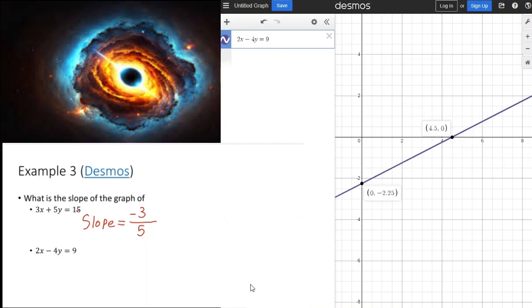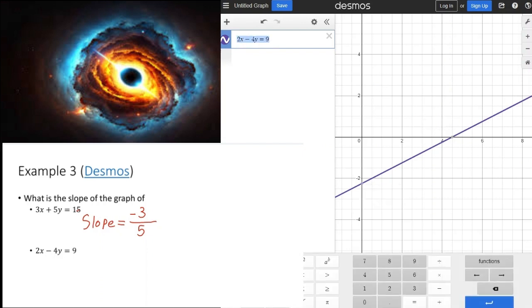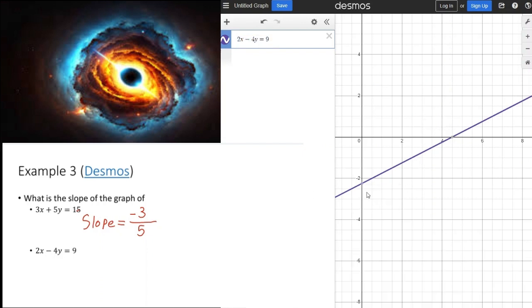Now we're going to find the slope of 2x minus 4y equals 9. I've already entered the equation here into Desmos, and you can see the graph here in purple. If we highlight our x and y intercepts, to travel from the point (0, -2.25) to the point (4.5, 0), I would first go up 2.25 units. So my slope, I would start off with here, the rise being positive 2.25.